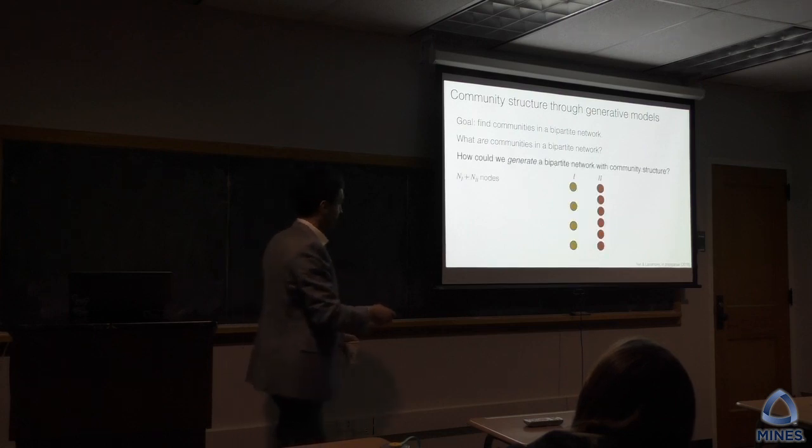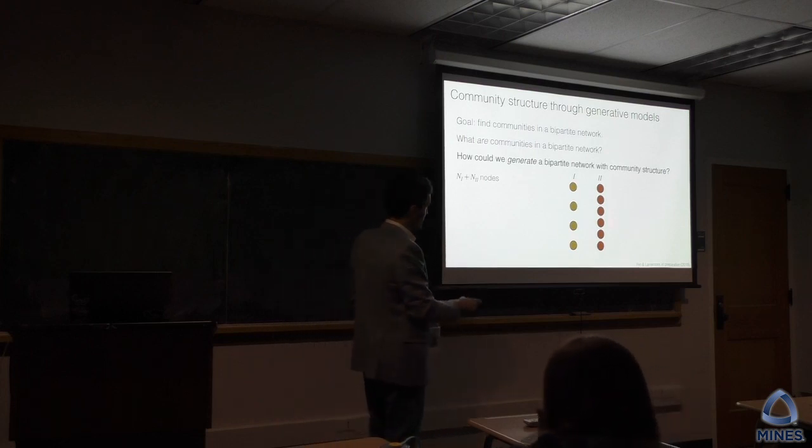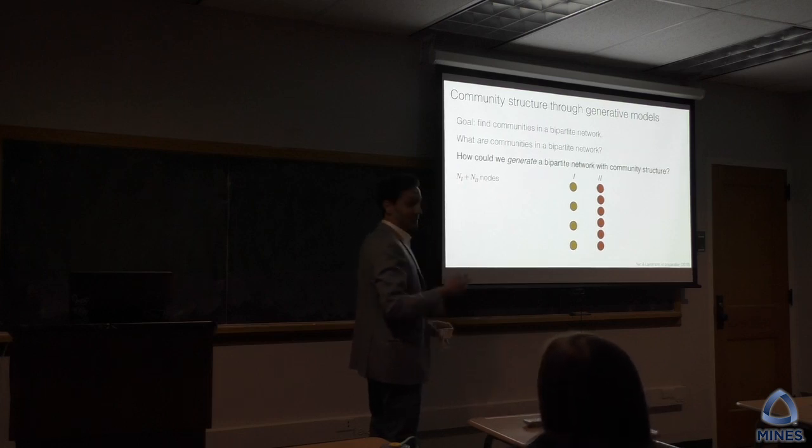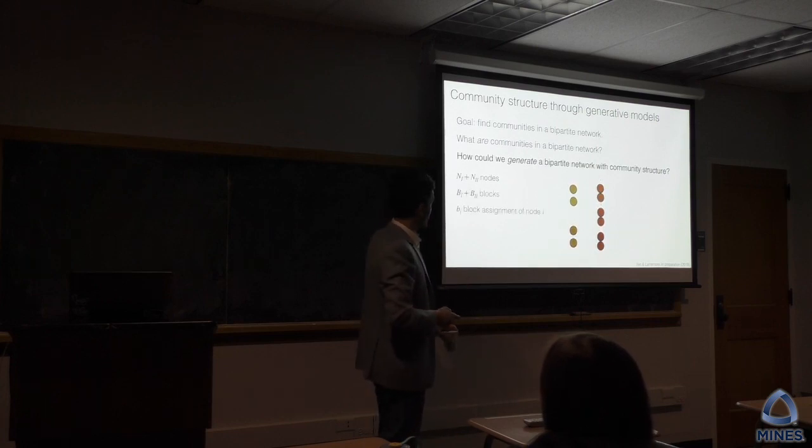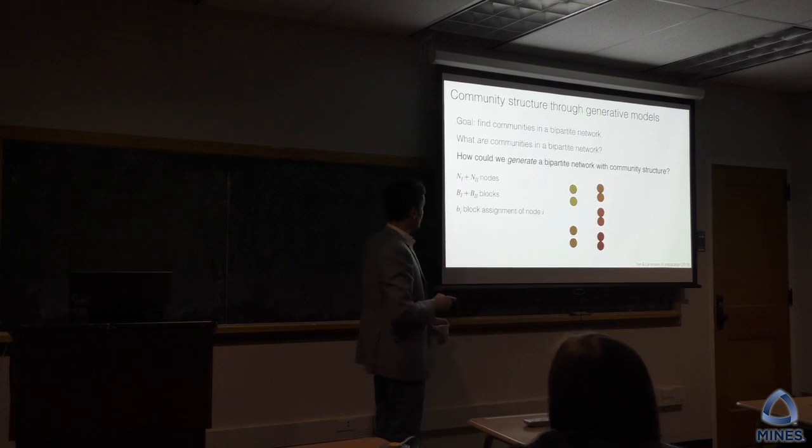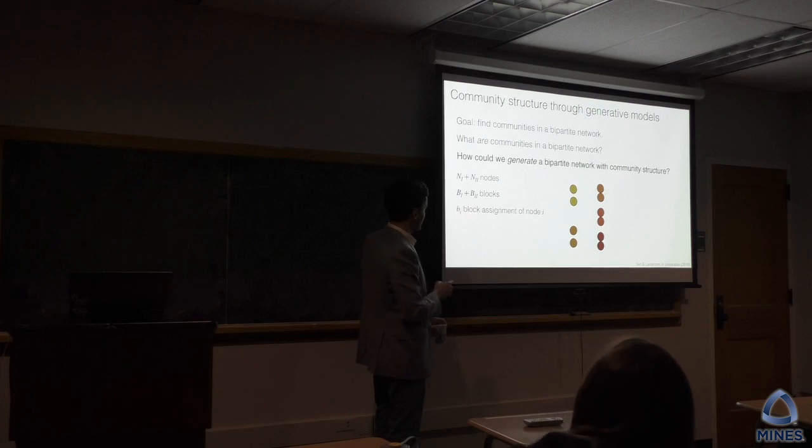Let's imagine that I have my 2 types of nodes. I'll call them 1 and 2. I'm going to imagine that I just specify N1 type 1 nodes and N2 type 2 nodes. If I want to generate community structure, I better divide these into groups. So that's what I'll do next. Now I'm going to say that there are B1 blocks of type 1 and B2 blocks of type 2. I'm just going to say that b_i is the block assignment of node i for some bookkeeping.